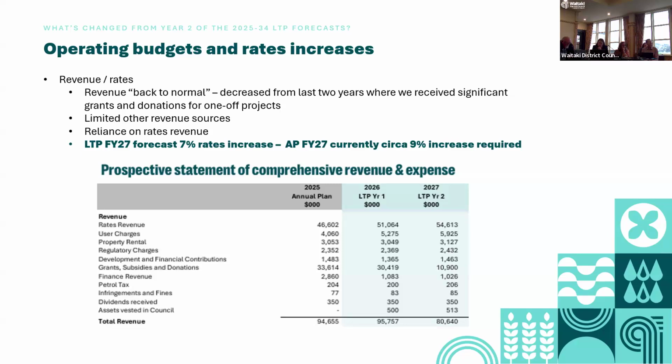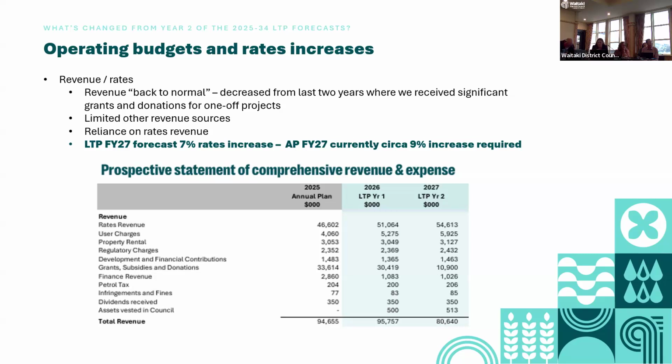The increase in rates, you can see jumping from 46 to 51 to 54. The 46 to 51 is the 9.44% that we set for this financial year. And then 51 to 54 is the 7% that we had budgeted in the long-term plan.